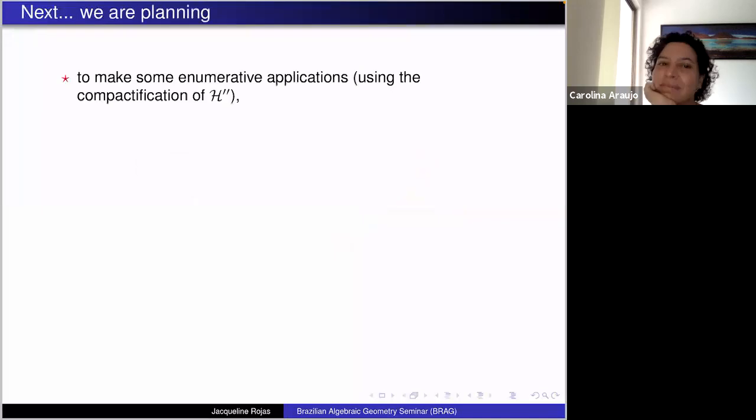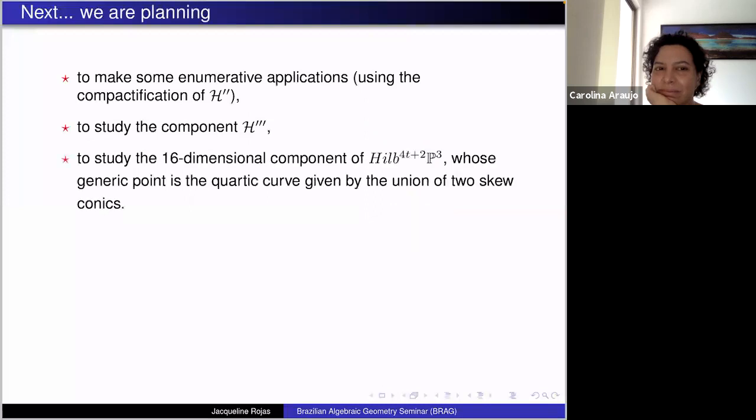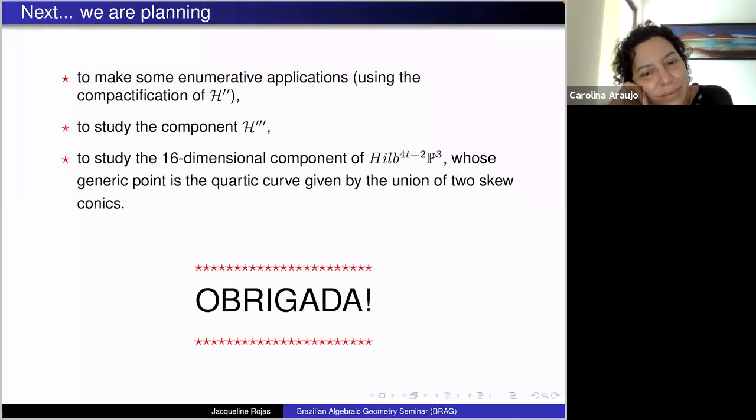Here we are planning to make some enumerative application using the compactification of this H2 prime prime to study the other component. And also we are planning to study the component of Hilbert 4t plus 2 that parameterizes a curve given by the union of two skew conics, and so on. We have another plan. Yes. And thank you. Obrigado. That's all.